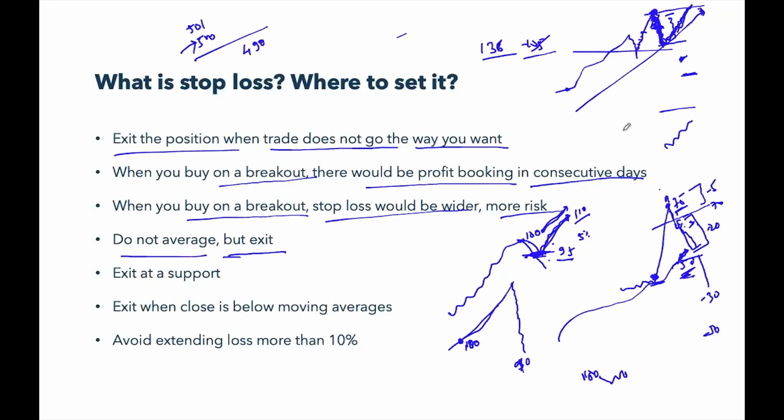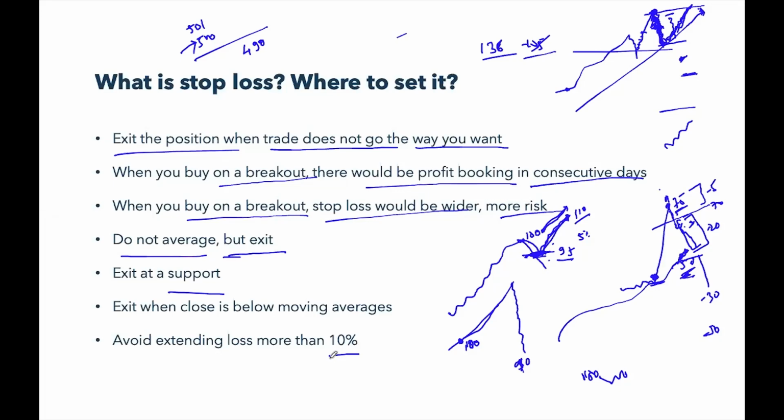So again, what could be your stop losses? Your support levels. When the price goes below a support level, we should exit. When it goes below moving averages, we can exit. Again, the volumes have to support that. In any case, do not extend your stop loss more than 10%. There's a reason for this, which we'll discuss in detail. But in case you're not able to follow anything and you think your studies are going terribly wrong, if your stock is sitting at minus 10%, exit that position.